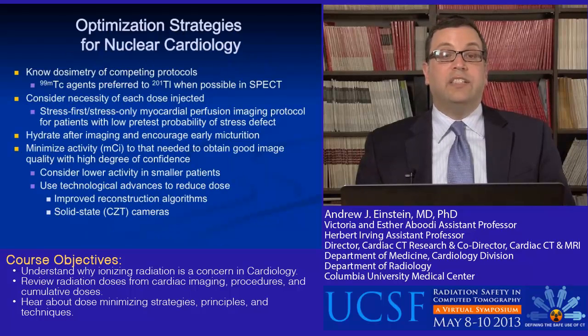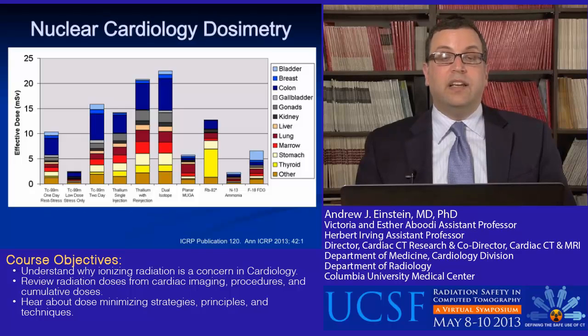In nuclear cardiology, we also have a number of optimization strategies which we can apply. We should know the dosimetry of competing protocols and use the lower dose protocols. In particular, technetium-99m based agents are preferable to thallium-201 when it's possible to use them in SPECT. As you can see here, the radiation dose from various protocols varies markedly, and when appropriate, using the lower dose protocols for our patients, we'll optimize radiation dose to them.